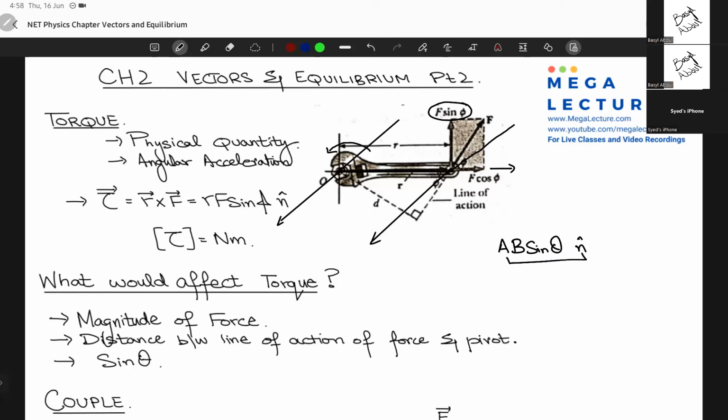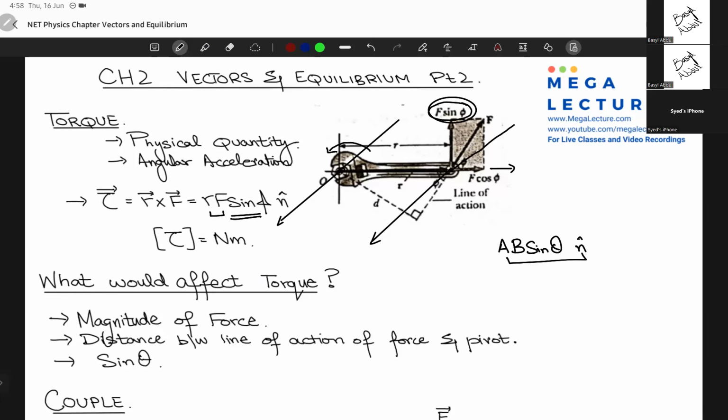So in this case, we have R cross F defined as the torque. So we have RF sine phi, which is this component. This just means that only this component contributes in performing the angular acceleration at this point. And the units of torque are Newton meters. Now, it's very interesting to note that these units are the same as the units for work as well.